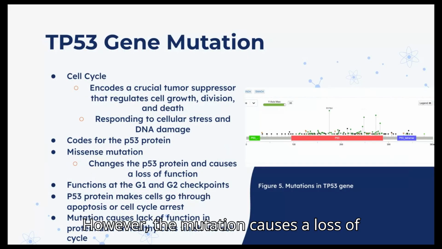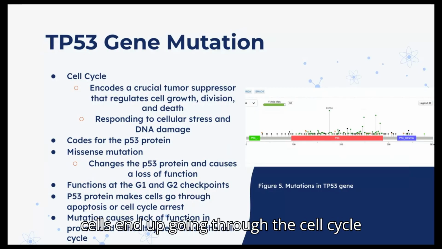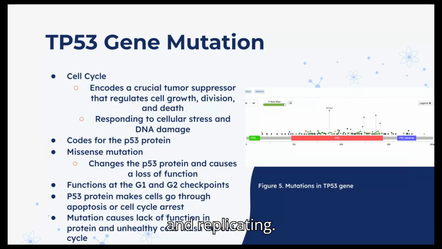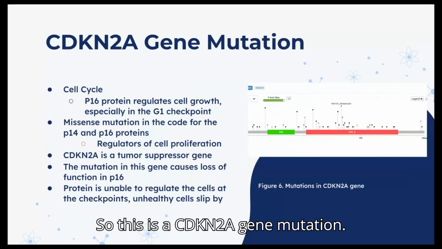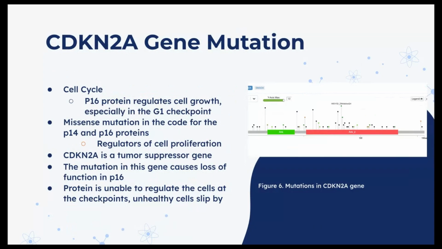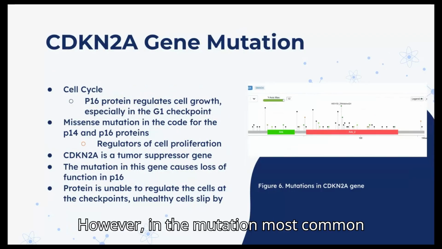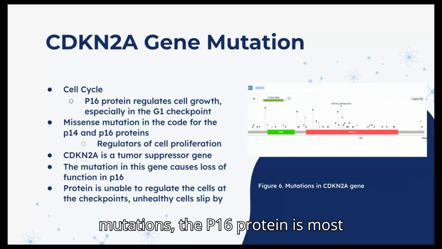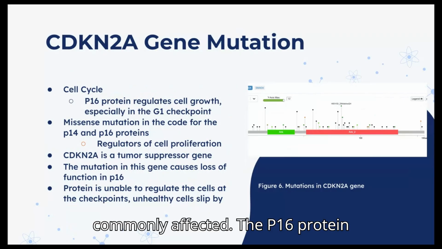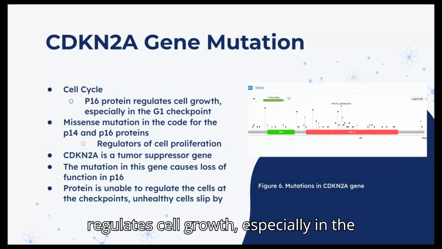However, the mutation causes a loss of function in the protein, and unhealthy cells end up going through the cell cycle and replicating. So this is the CDKN2A gene mutation. This usually codes for P14 and P16 proteins. However, in the most common mutations, the P16 protein is most commonly affected. The P16 protein regulates cell growth, especially in the G1 checkpoint.